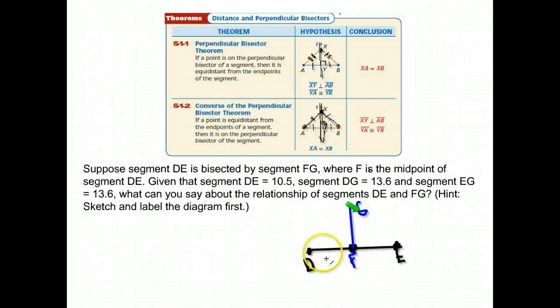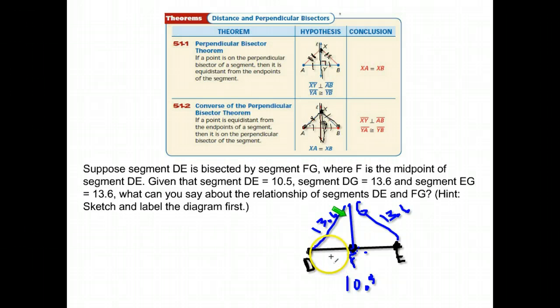Okay, so far so good. We have our segment DE that is bisected by FG, and F is the midpoint for DE. Given that segment DE is 10.5, so from D to E is 10.5, DG is 13.6, and EG is 13.6. Draw those lines in. What can you say about the relationships of segments DE, the whole thing, and FG?